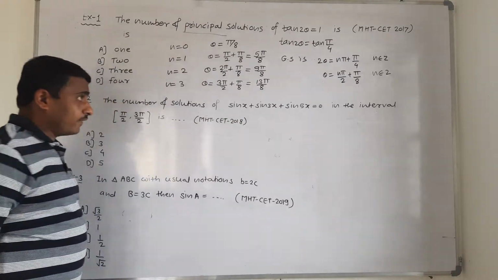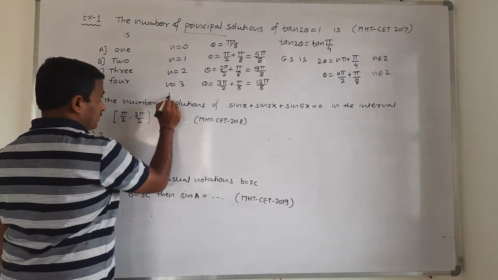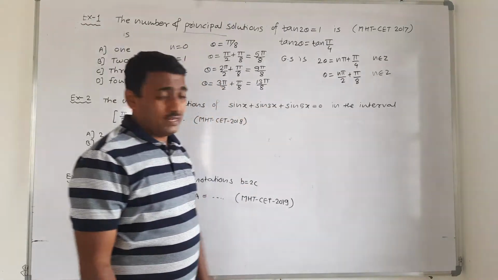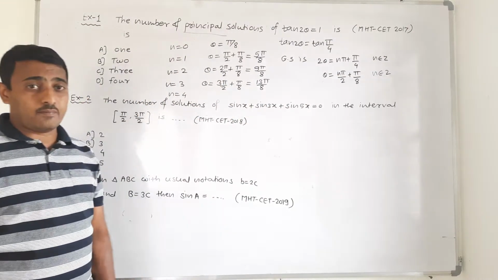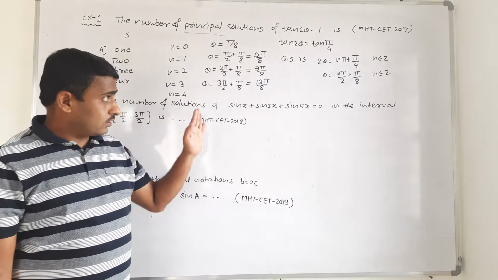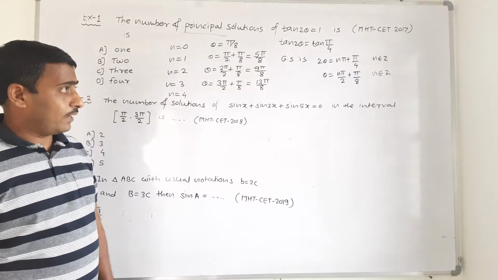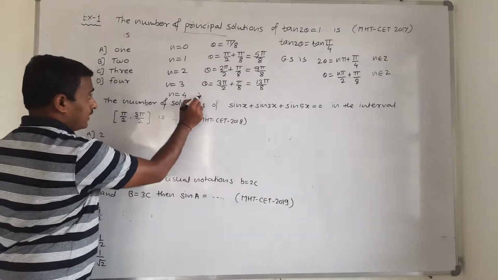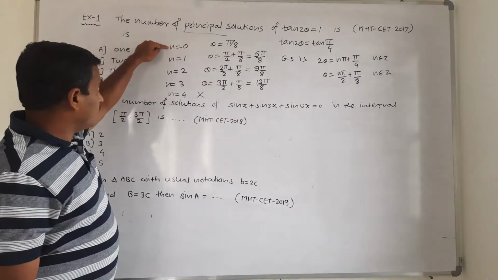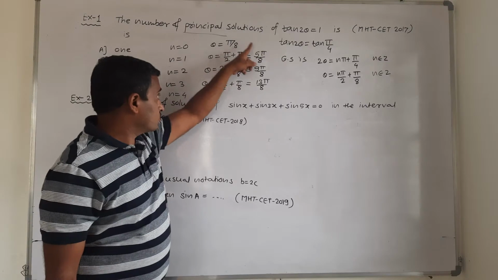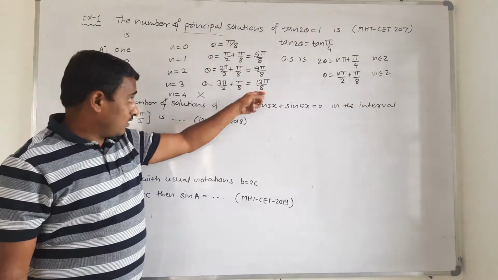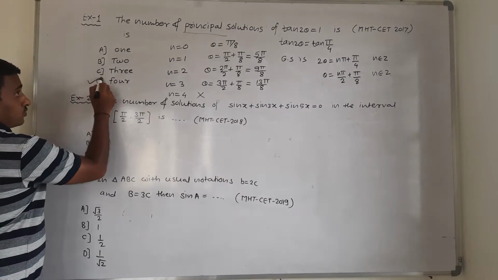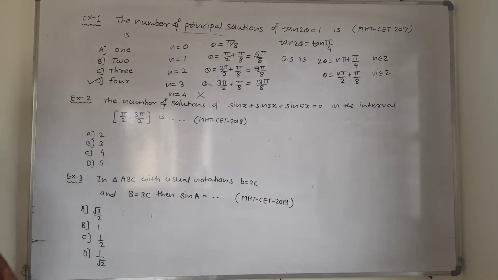N is equal to 4, then it is 2 pi plus pi by 8. That is going above 2 pi, that is above 360 degrees. Therefore it is neglected. N is equal to 4 is not there. Therefore solutions are 1, 2, 3, 4. Only 4 solutions. These lie between 0 and 2 pi. Therefore the option is D. 4 principal solutions.